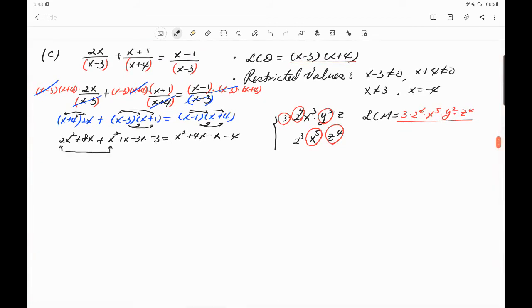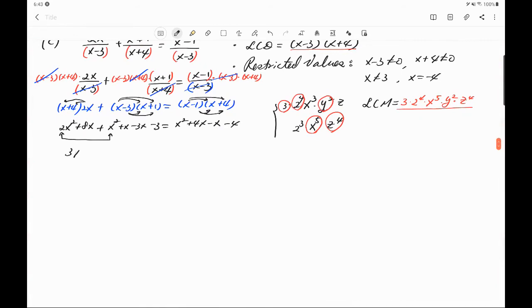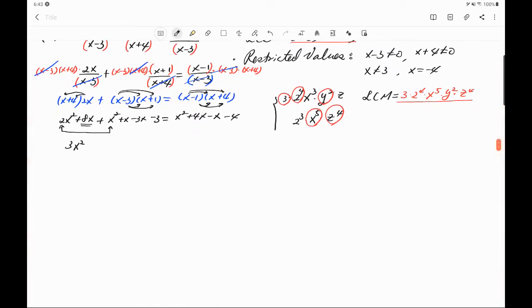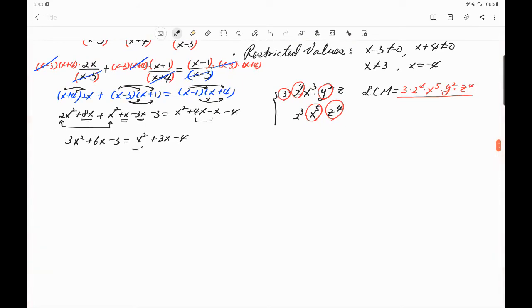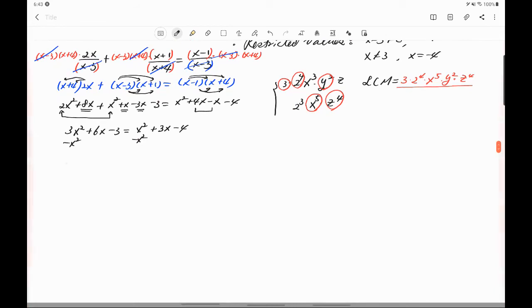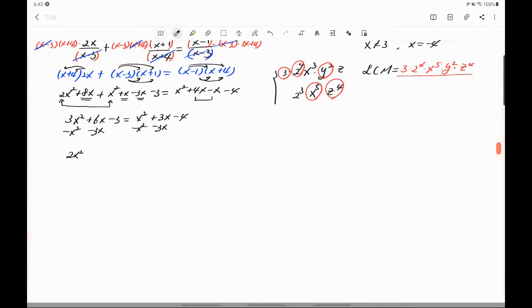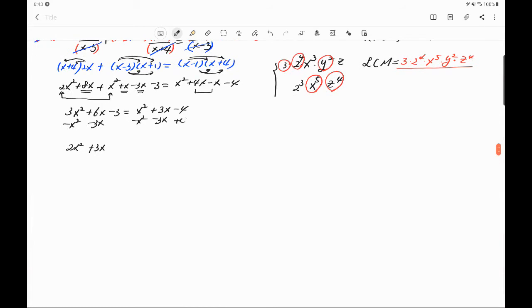So let's combine the like terms on the left-hand side first. That will be 3x squared, and the variable terms: 8 + 1 is 9, 9 - 3 is 6. The right-hand side is x squared, and these two will make negative 3x, minus 4. All right, move all the terms to the left. So minus x squared, then there will be 2x squared, right? Then minus (-3x), so there will be plus 3x. And then plus 4. So the constant will be plus 1, equals 0.